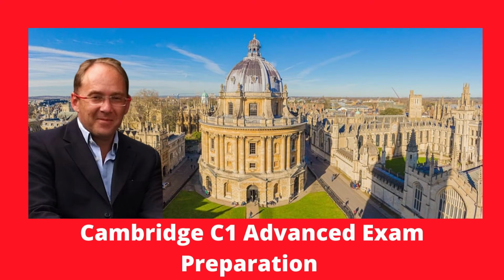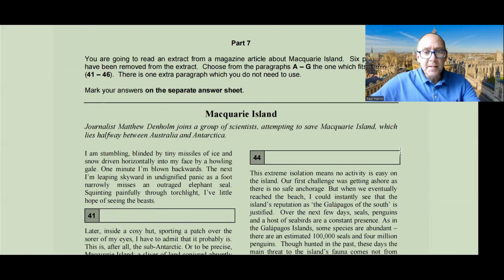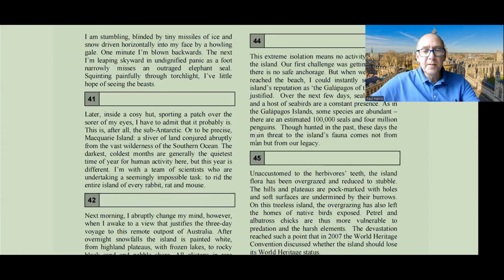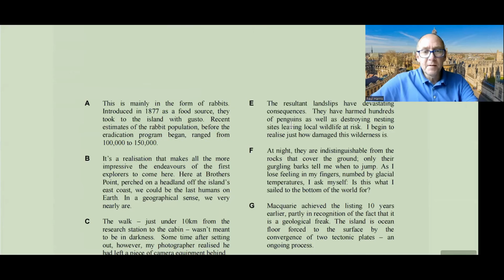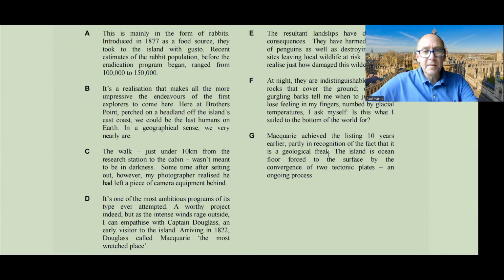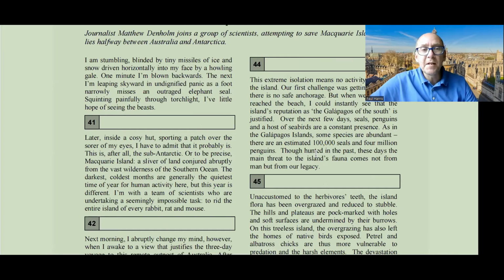So let's get straight to it. Here we are with a question from part 7 reading. If you're new to this sort of activity, you are going to get a text like this, and there will be 6 gaps which you will need to fill. You will fill these gaps with the options that you have here. The only problem is you've got 7 options and 6 gaps, so there's one that you're not going to need to use.